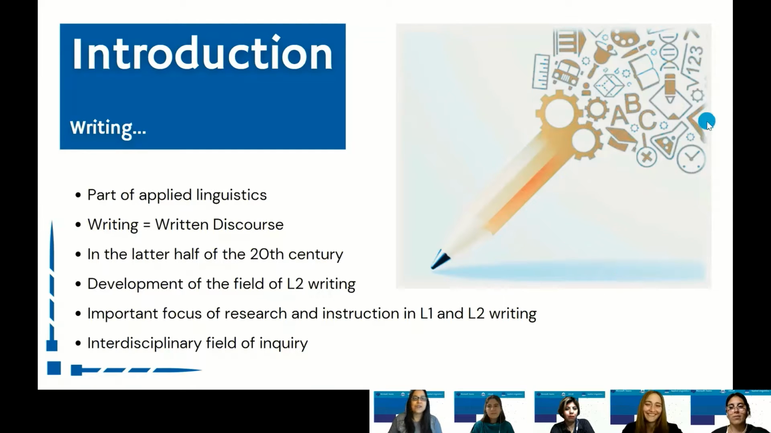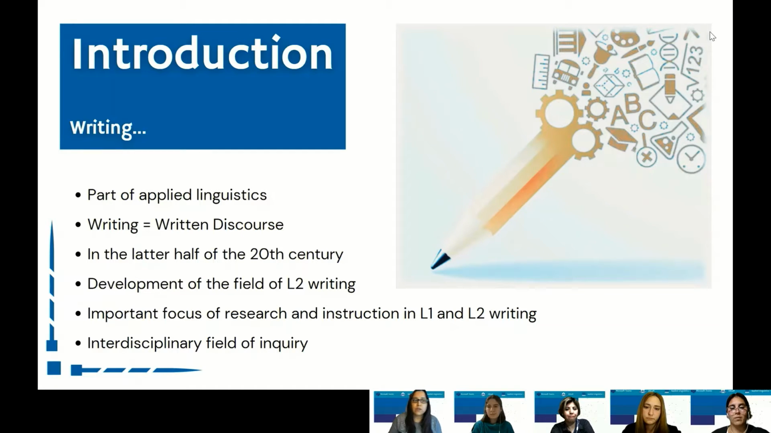Thank you, Lourdes. Well, I am going to start with the introduction. Writing has always been part of applied linguistics. However, in the early years of applied linguistics, writing was not considered to be one of the proper goals of language learning. In the latter half of the 20th century, writing or written discourse and the teaching of writing began to receive significant attention as an important area of inquiry within applied linguistics.